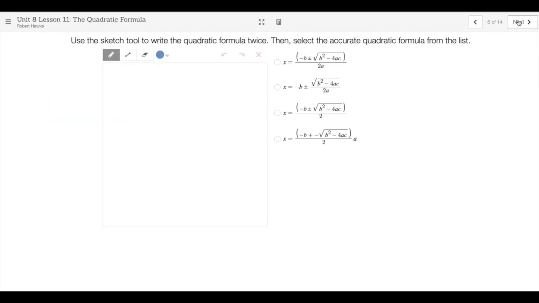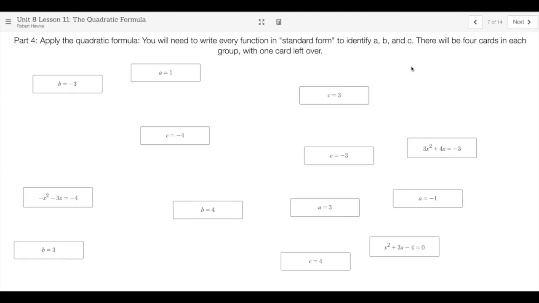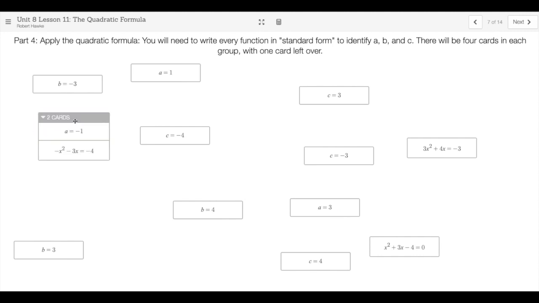All right, next, you're going to go to the next slide and you're going to write it twice using the sketch tool. x equals, and you can go back and watch the video again as many times as you need to. Then you're going to choose the correct form of the quadratic equation from the list. And then in order to apply it, you need to be able to identify a, b, and c by writing an equation in standard form and identifying the a, the b, and the c. So here, one of these cards has a equals, what would it be? This would be negative 1. So that card is going to go here, right on top of it.